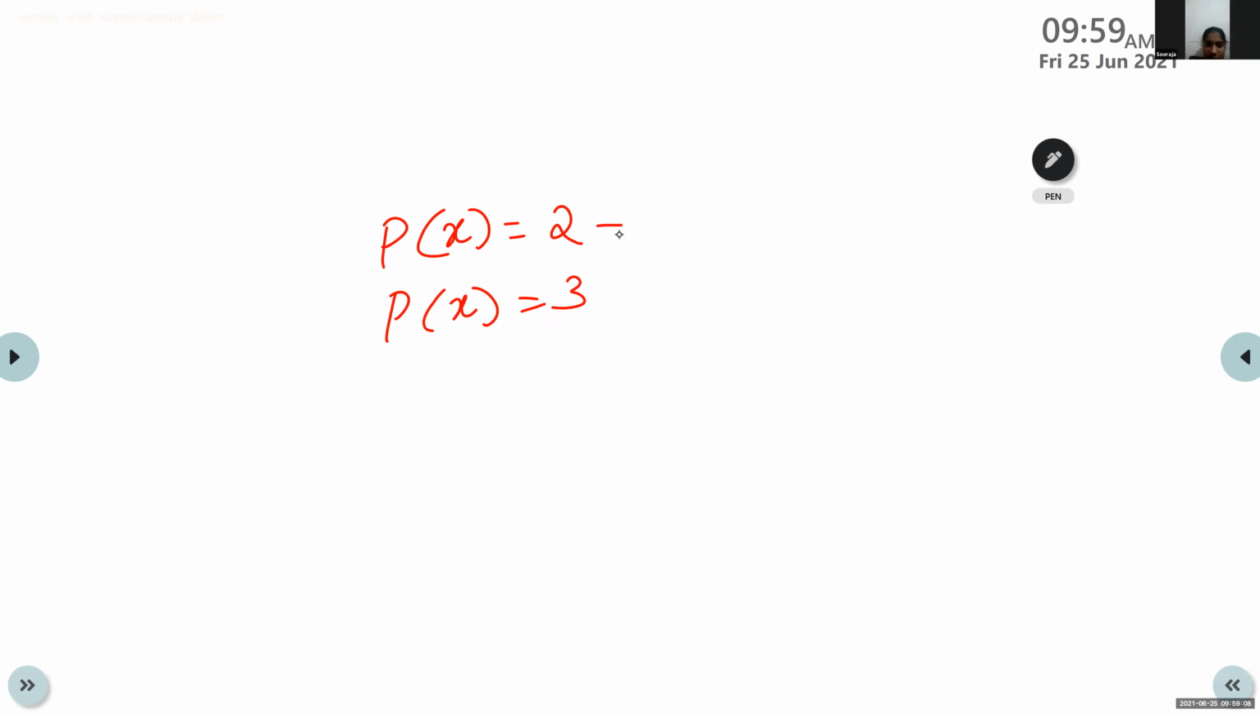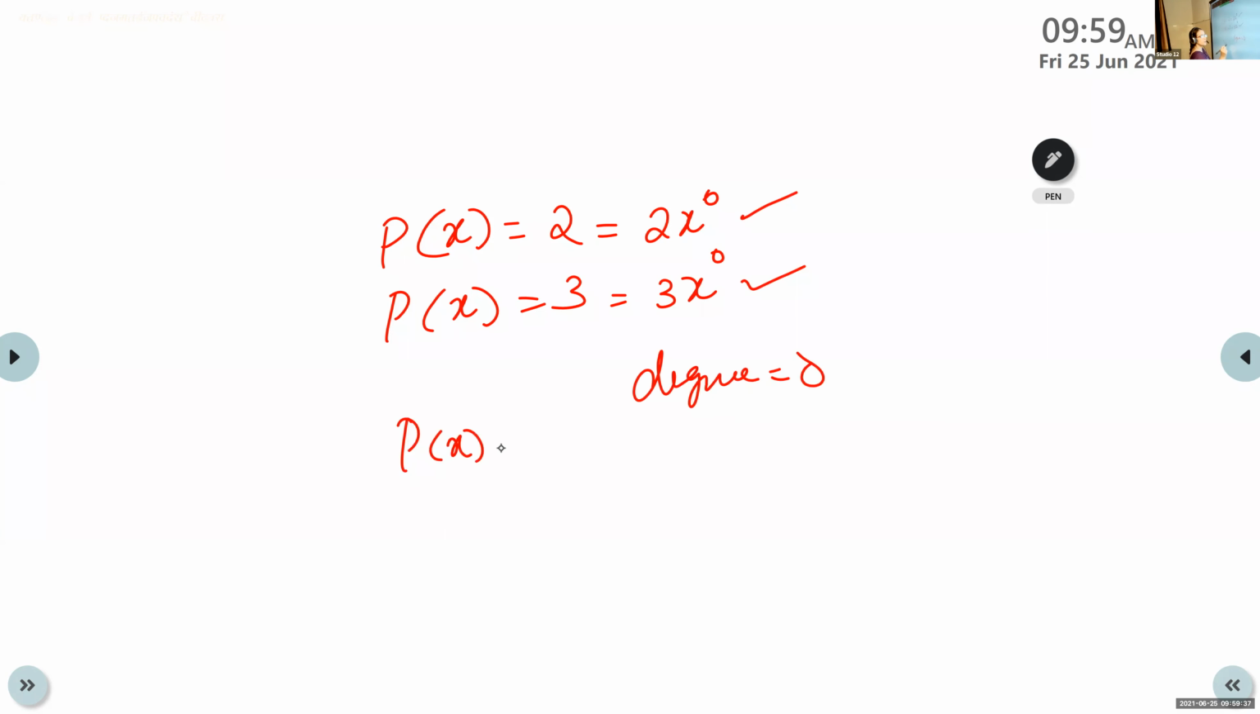And this 2 we can write as 2x raised to 0. Can we write? Yes. 2 can be written as 2x raised to 0 and 3 can be written as 3x raised to 0. So here what is the degree of 2x raised to 0? Degree 0. Second case, what is the degree? 0. If P of x equal to 100, then also its degree is 0. Which means the degree of a constant polynomial is always 0.